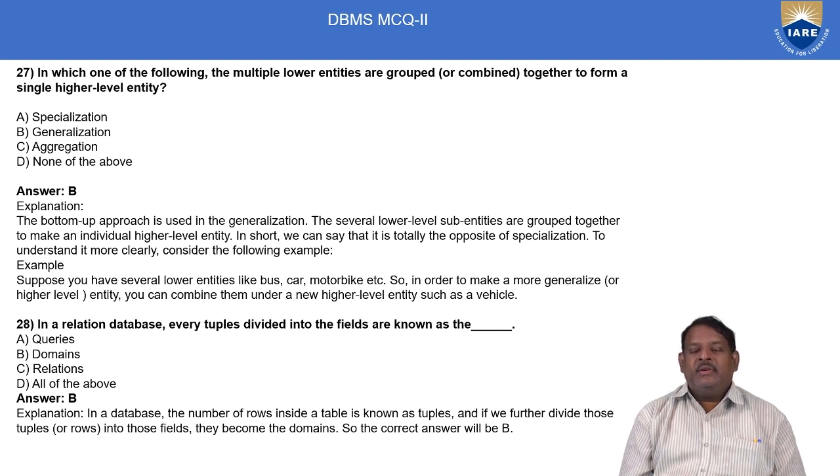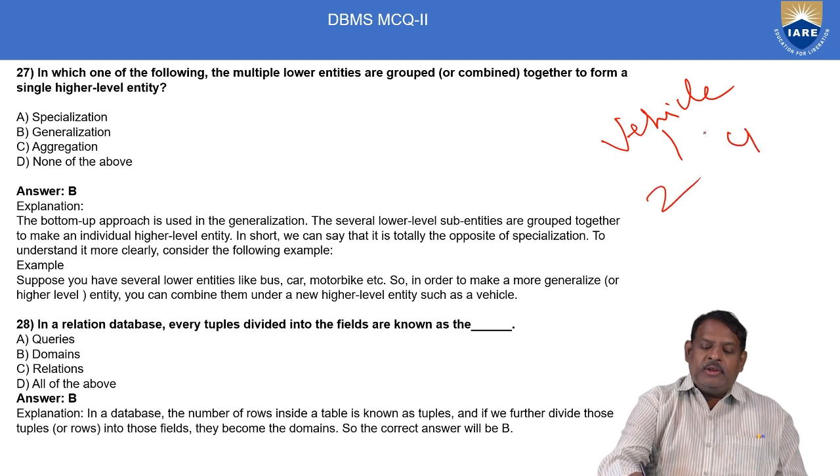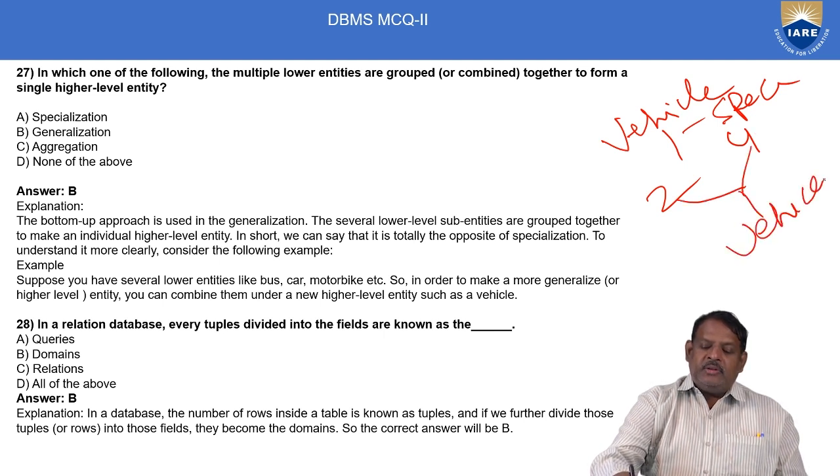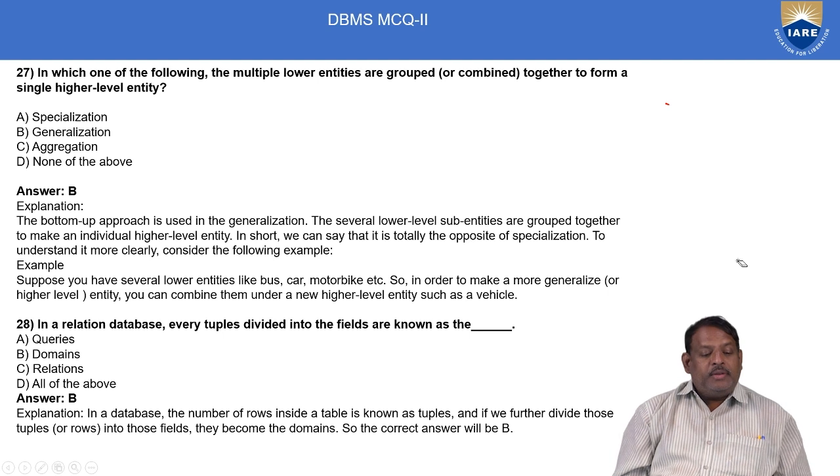To understand it more clearly, consider the following example. Suppose you have several lower entities like bus, car, motorbikes, etc. In order to make a more generalized or higher level entity, you can combine these into a higher level entity called vehicle. In the last example, we divided vehicle into two types, that is two-wheeler and four-wheeler. This is specialization. In the reverse case, we are combining these two to form a vehicle entity set, that is generalization. That was the 27th question.